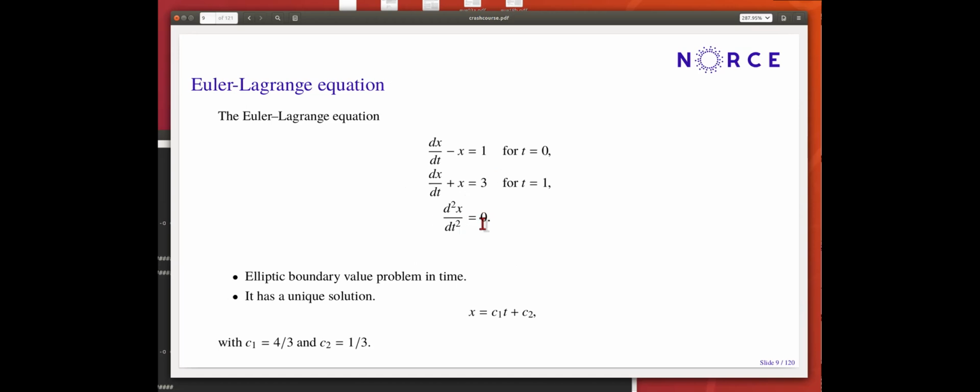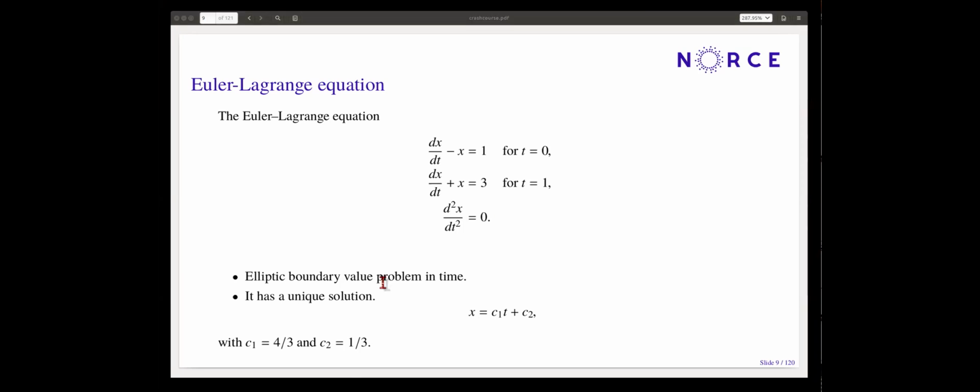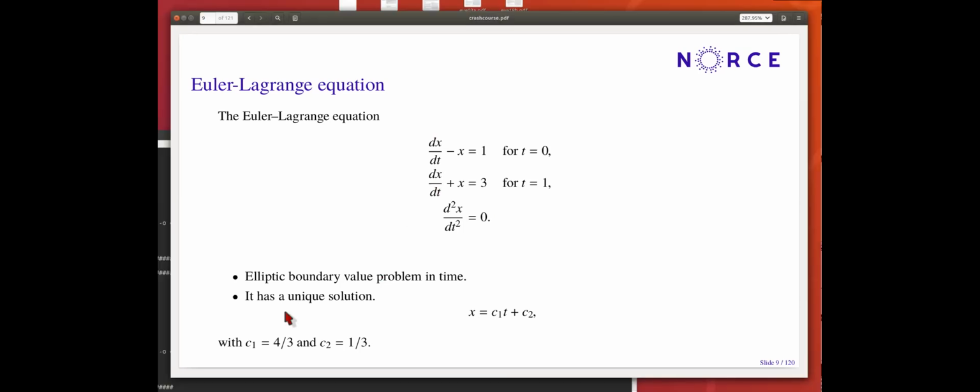It has a double derivative here, so it's an elliptic problem. And it has two boundary values at t equals 0 and t equals 1. And this has a unique solution. To solve this, we integrate the model twice. So it's a straight line. This is the general solution. And if we apply these conditions, we get C1 equals 4/3 and C2 equals 1/3.